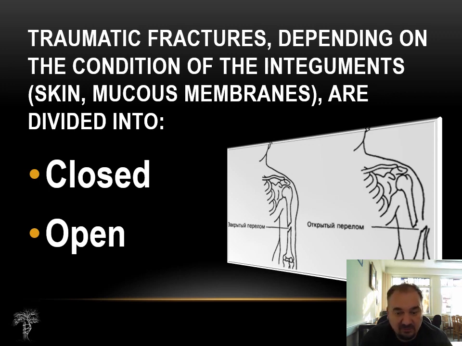Moreover, fractures can be primarily open, when a skin injury is inflicted at the moment of injury directly by a damaging projectile, and there are secondarily open fractures, when after some time a sharp bone fragment breaks through the soft tissues from the inside, perforates the fascia, muscles and skin, and we have an open fracture.